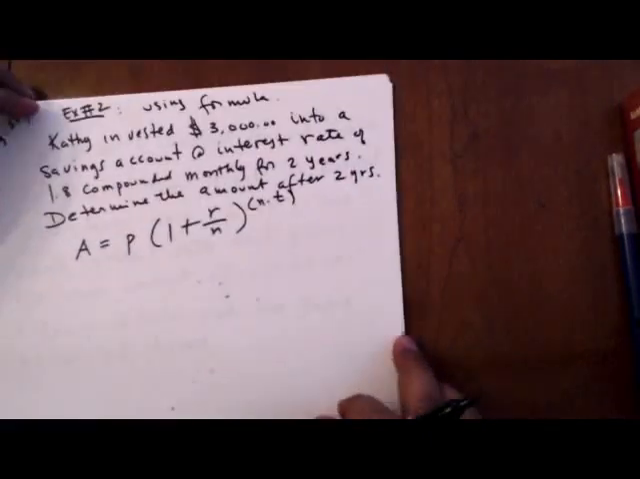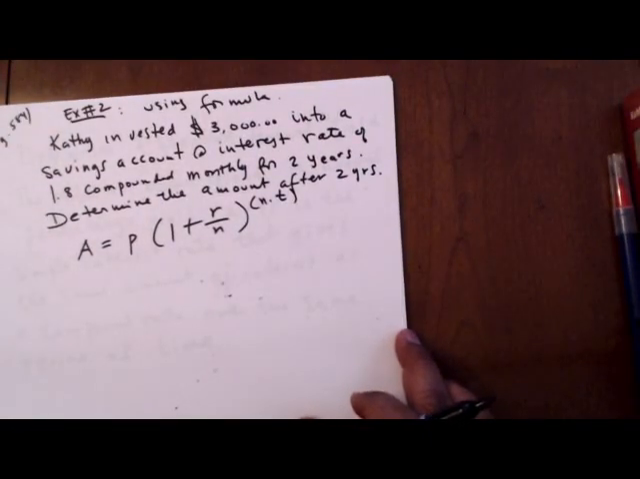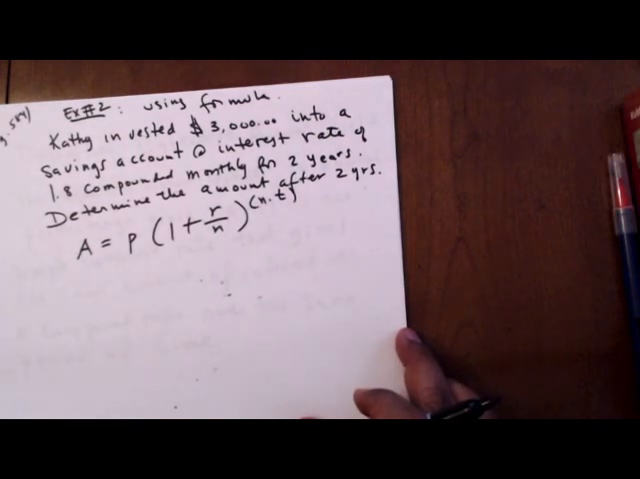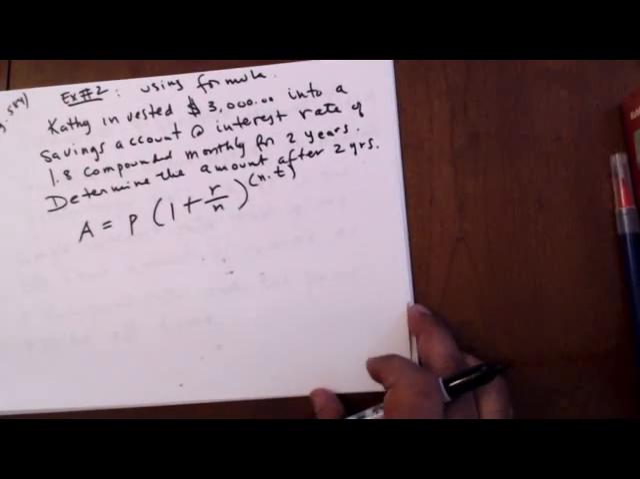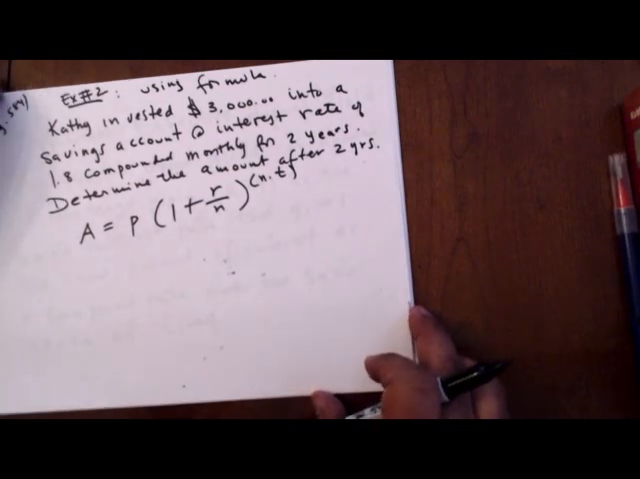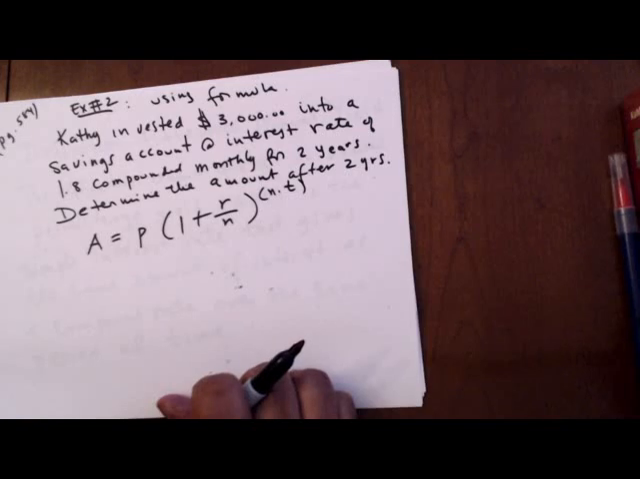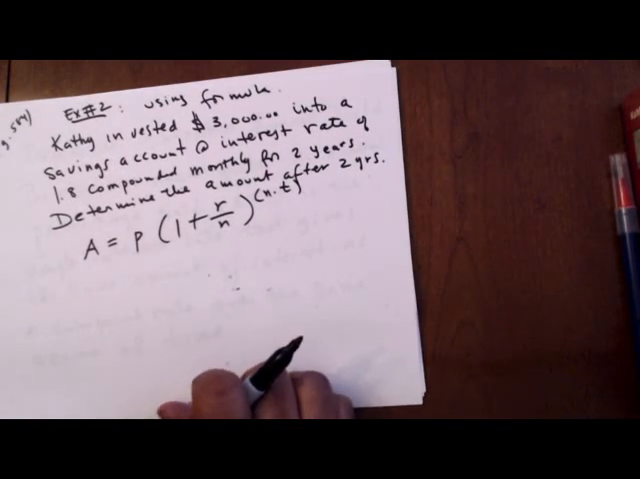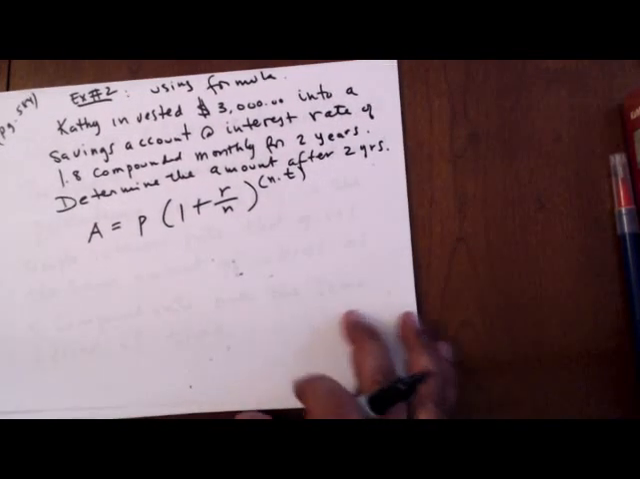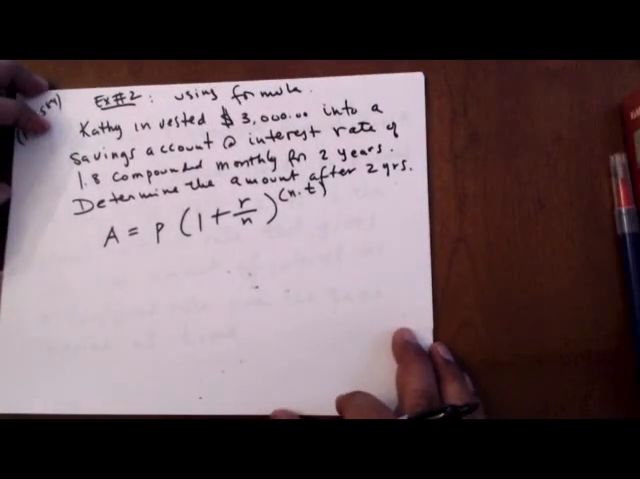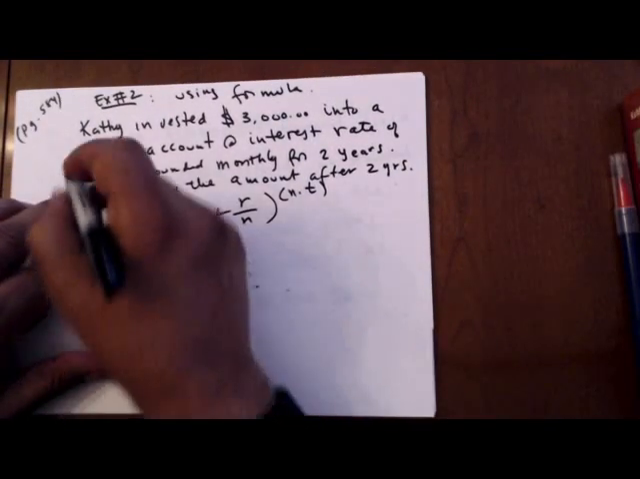And let's continue. Then we have another example, example number 2. Okay, for those who have the book, page 584. In page 584, you will find this example, and basically it is saying that Kathy invested $3,000 into a savings account at an interest rate of 1.8%, right?